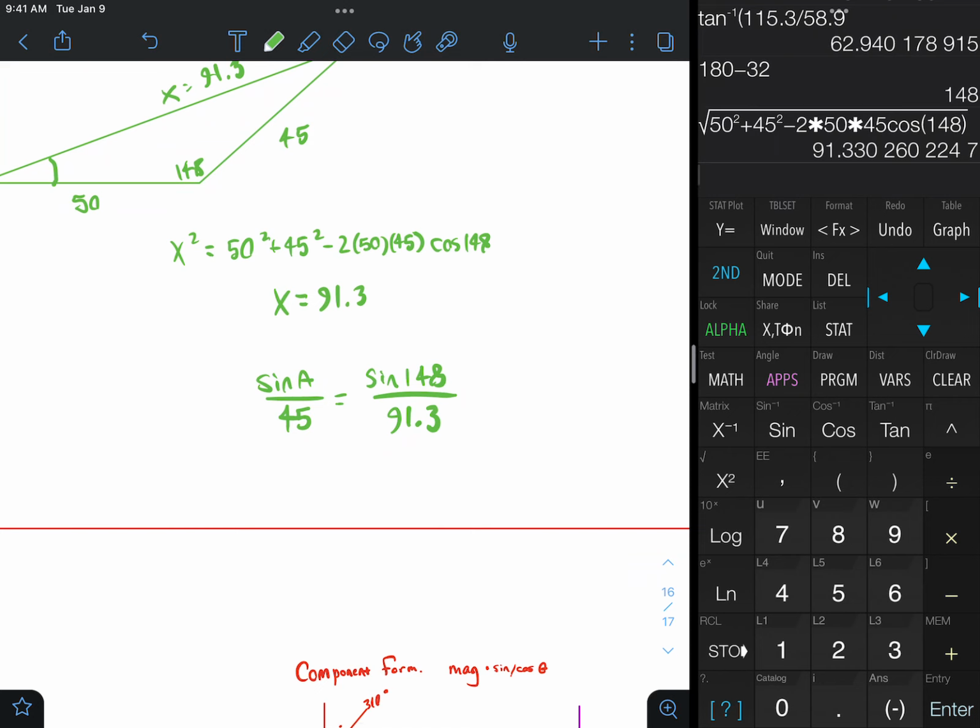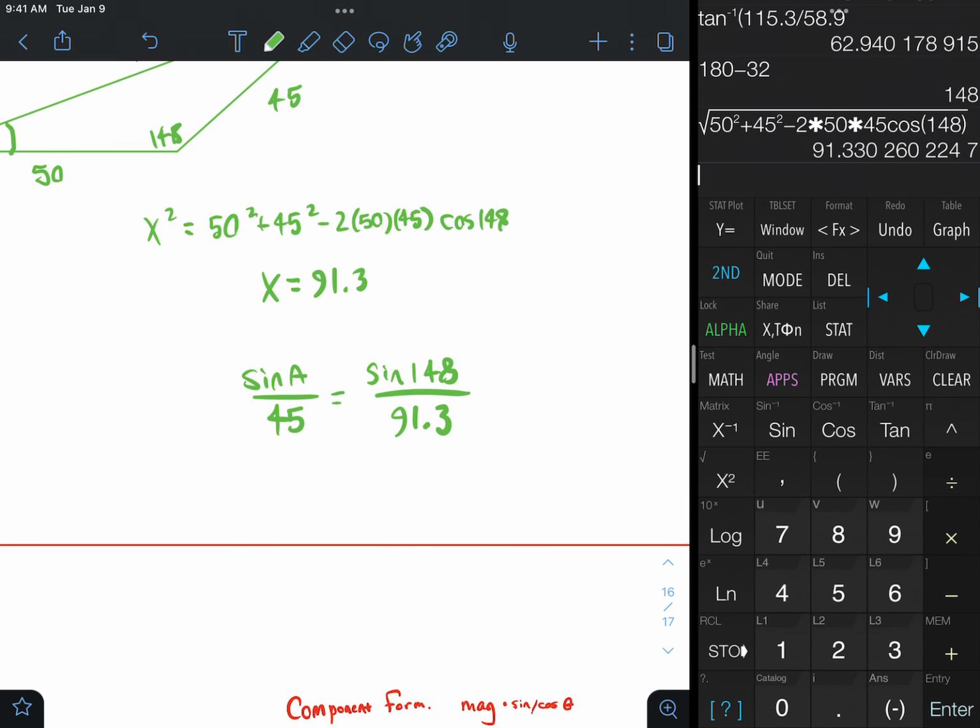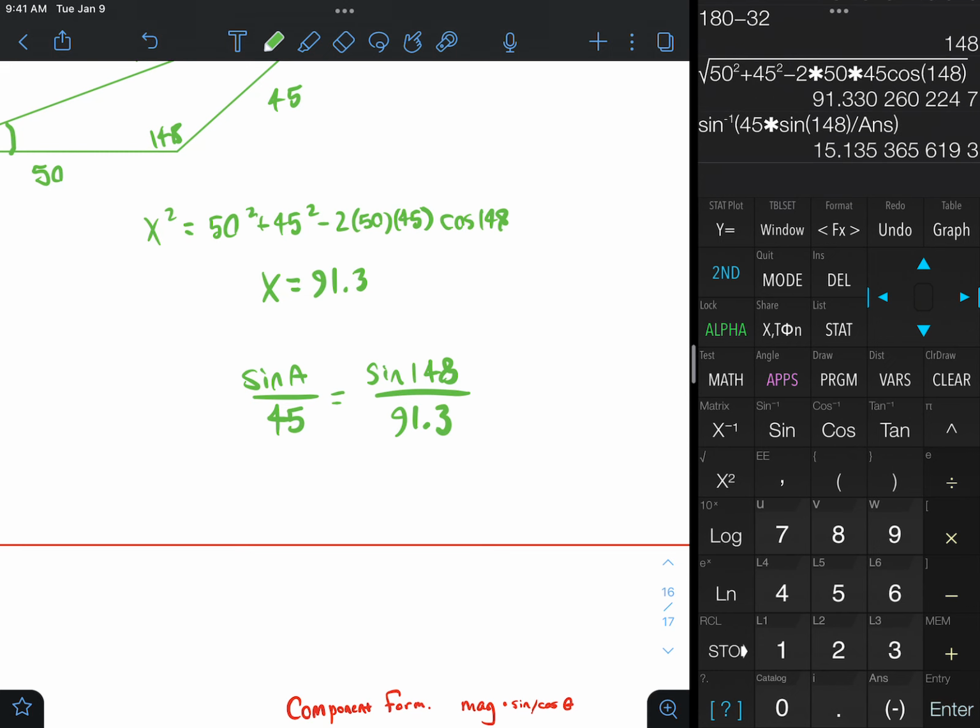And actually, I'm going to use this one here to show you a little tip. If you don't want to have to do any rounding or anything, you could take that previous answer that we got, that 91.3. You can actually just hit second and then negative, and that'll type in your previous answer. So watch this here. I'm going to go sine inverse of 45 times sine of 148, close parentheses. And then instead of dividing by 91.3, I'll divide by second answer like that right there. And that'll type in the previous answer. That'll give you the most accurate answer you could possibly get.